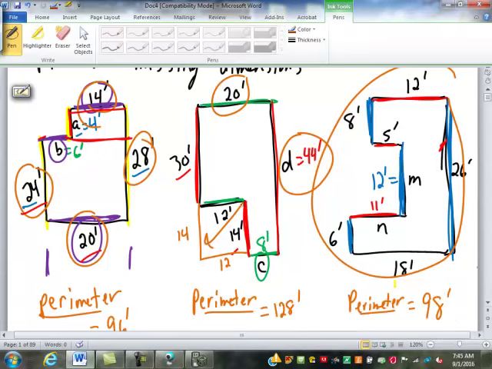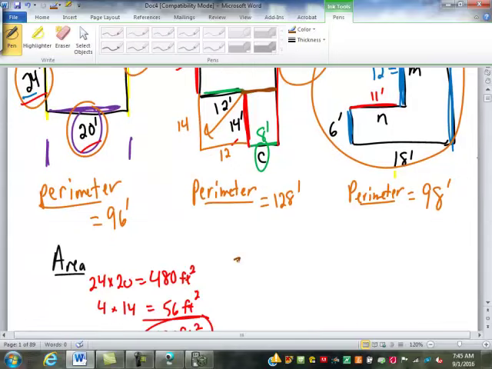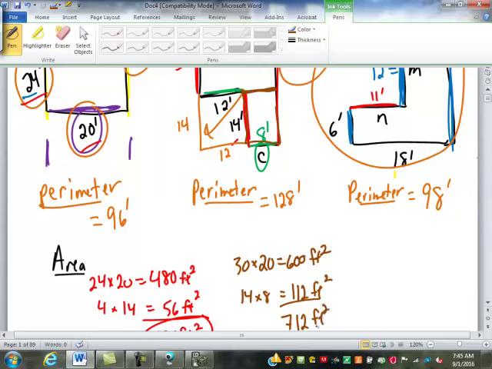Okay, so for the first one here, I'd probably just cut it right across there. So I have 30 by 20, which is 600 square feet. And then I have 14 by 8, which is 112. Good. So 712 square feet. How many of you had that one? Good deal. Any questions on how I got it?